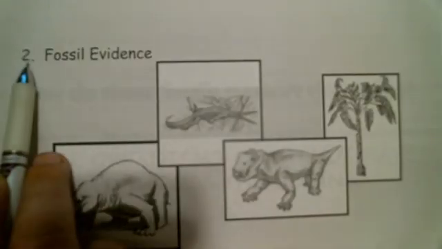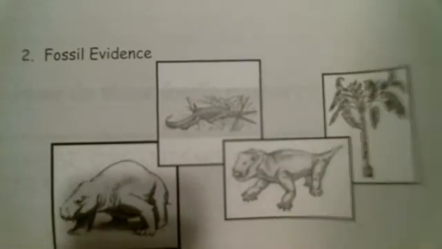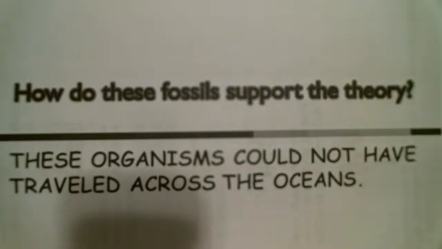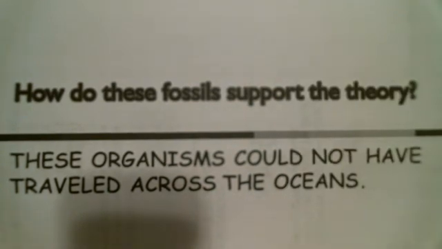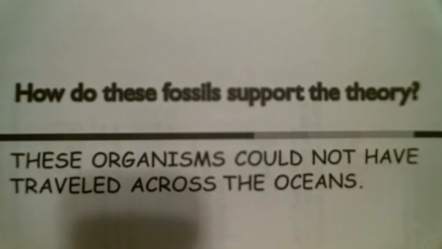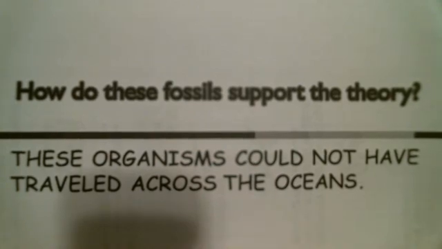The second idea that suggests continental drift is fossil evidence. How do these fossils support the theory? Well, these organisms, whether they are plants or animals, could not have traveled across the oceans because either the vast distance or because the oceans are salty and would not supply the necessary environment that the animals need. For instance, if they are freshwater fish, they would not be able to go across the salty oceans.